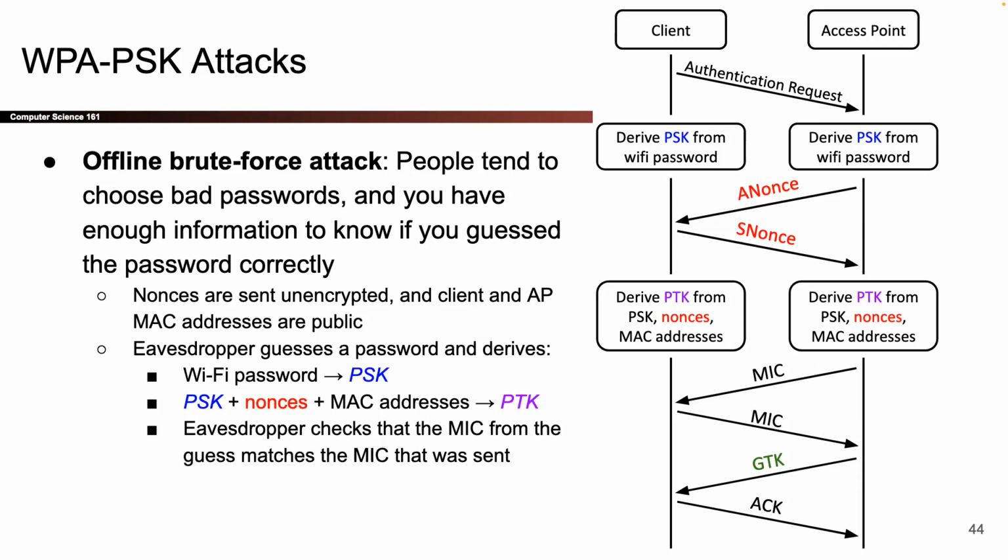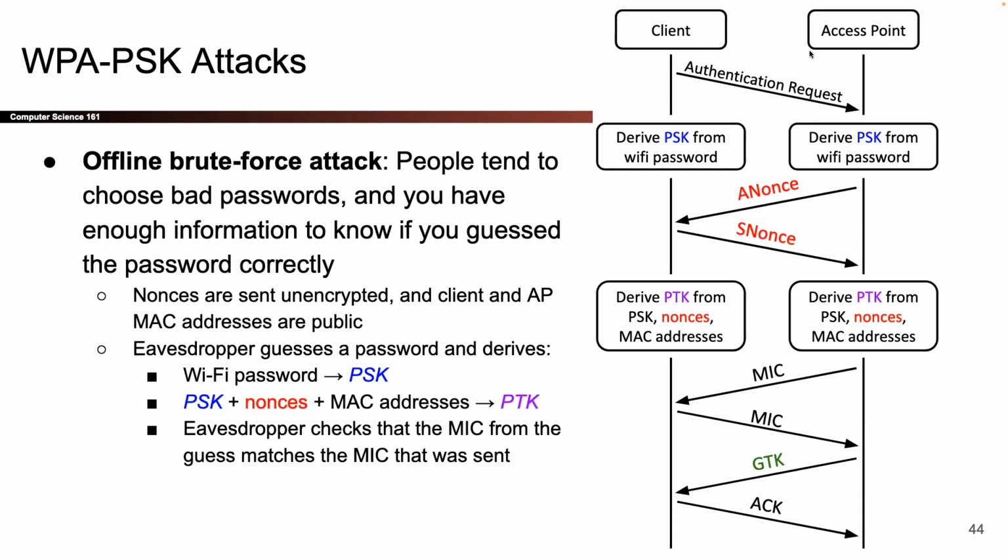If the PTK doesn't match, then the PTK used to generate the MIC, and then if the MIC does not match what the attacker wrote down, then the attacker knows, oh, I messed up. My initial guess must have been wrong. So I'm going to try this all over again. But crucially, none of this requires talking to the access point.